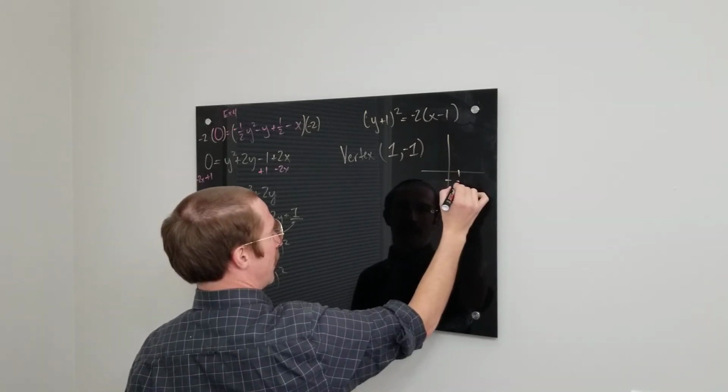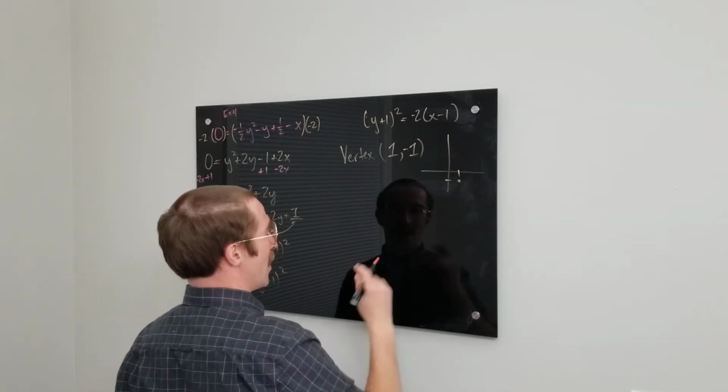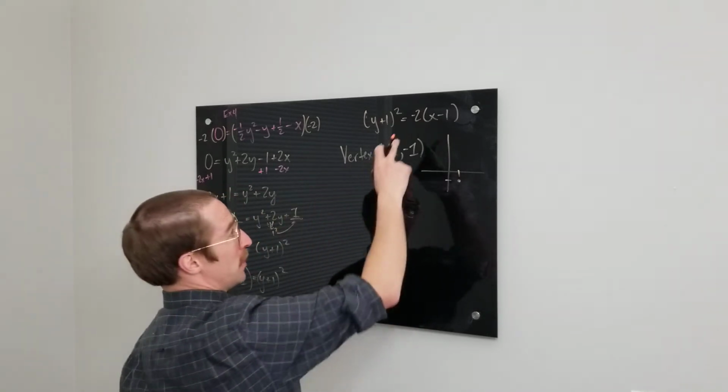So 1 and negative 1, that's our vertex. We are opening to the left because it's a negative.